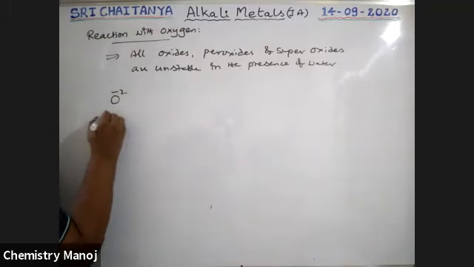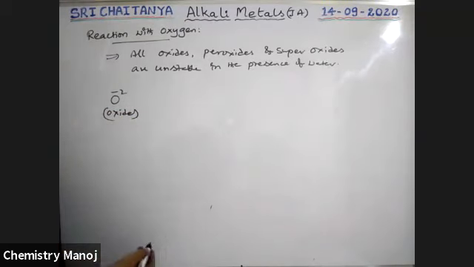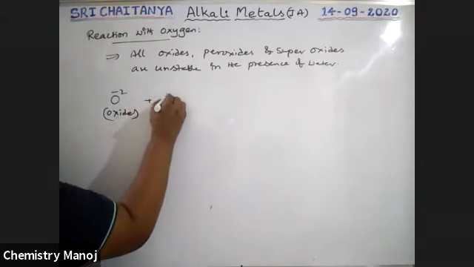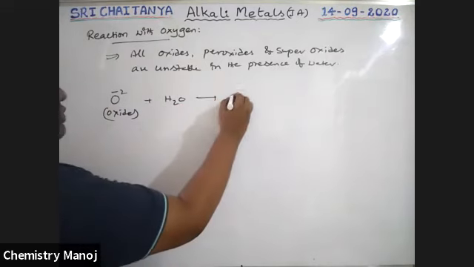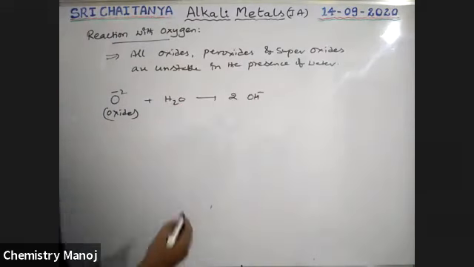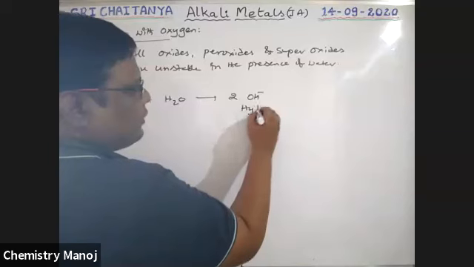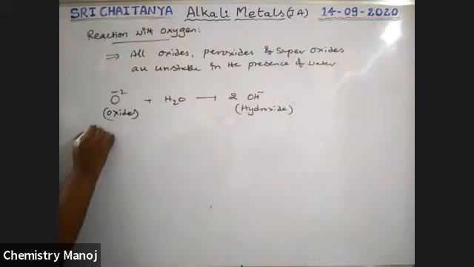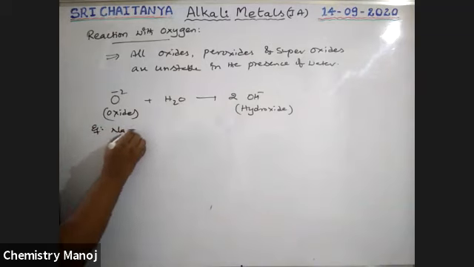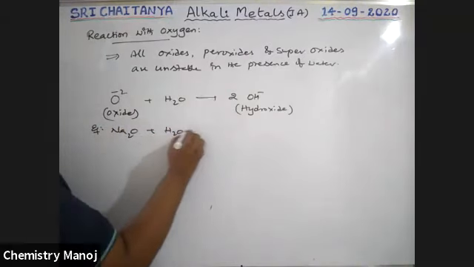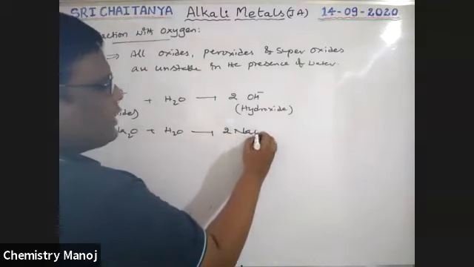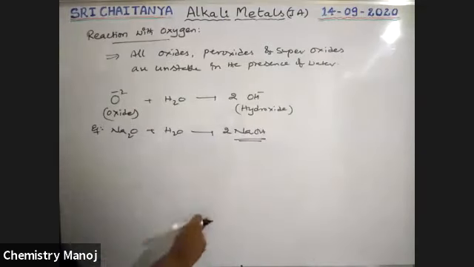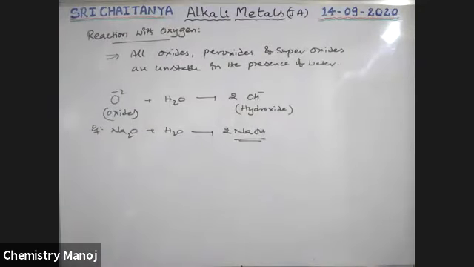Oxide, O2-, for example sodium oxide or potassium oxide. If it is an oxide, it reacts with water and gives 2 OH- ions, that is, a hydroxide is formed. For example, when sodium oxide reacts with water, NaOH is the product. Sodium hydroxide is the product. It is an explosive reaction, guys.